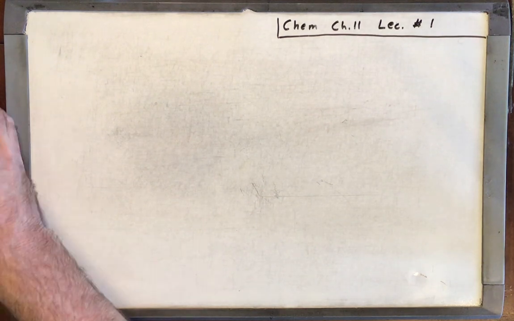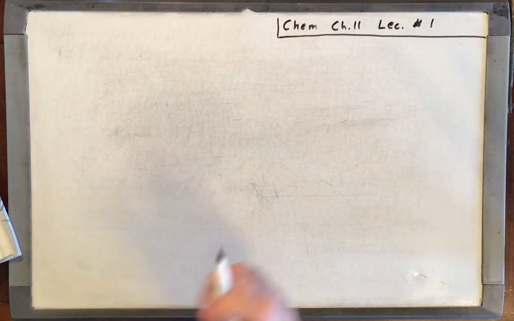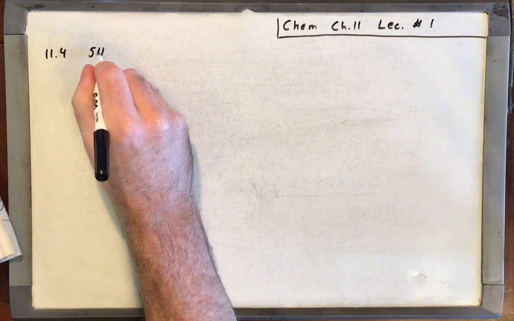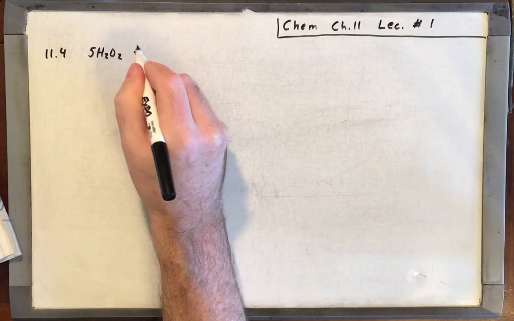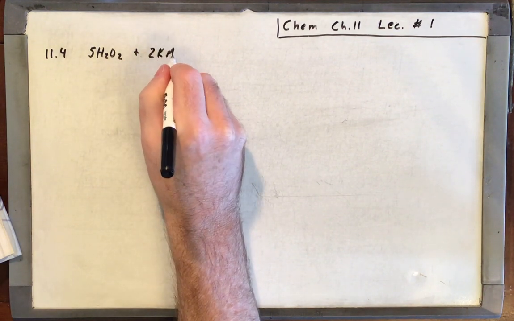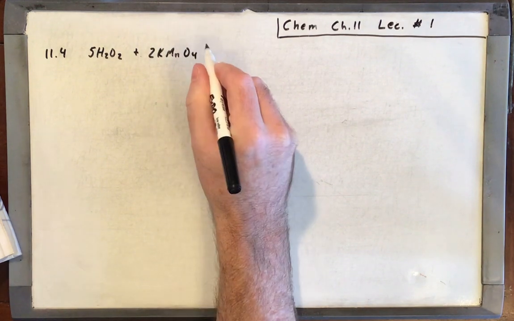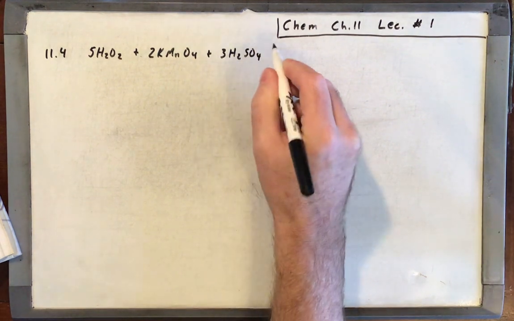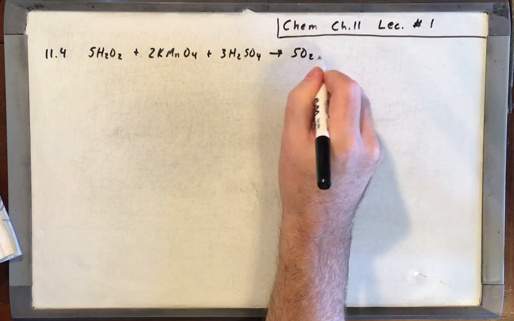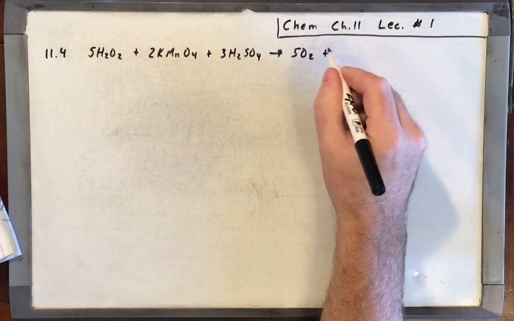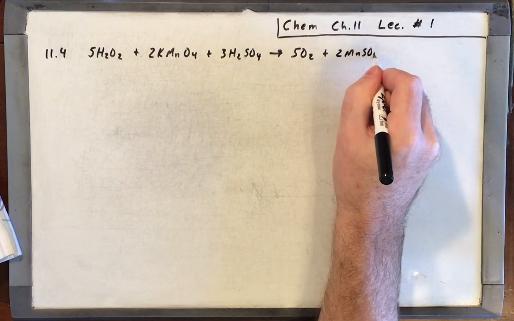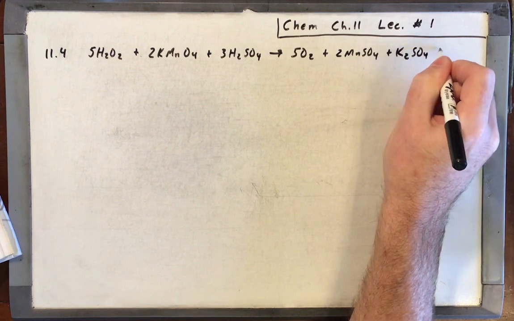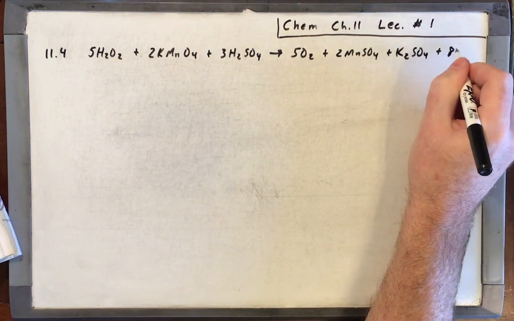All right, so let's write out this reaction. You've got a spot on your notes. It's 11.4. So we have 5 H2O2, I'm not going to write the phases right now, 2 KMnO4 plus 3 H2SO4. So this is already balanced for us. Yields 5 O2 plus 2 MnSO4 plus K2SO4. What a long reaction. Plus 8 H2O.